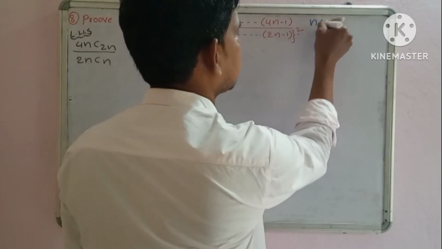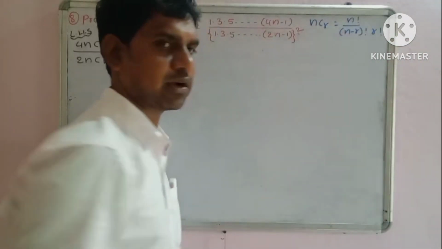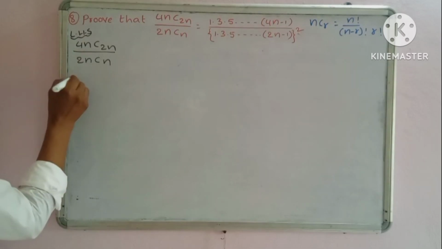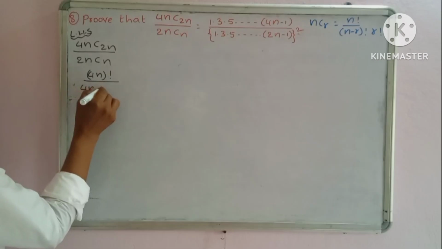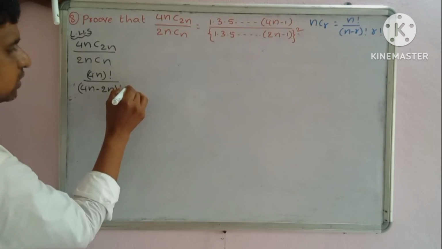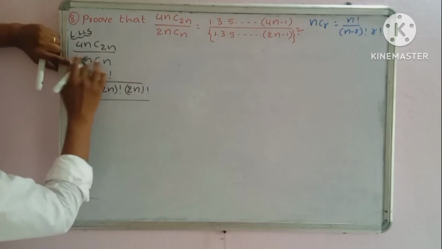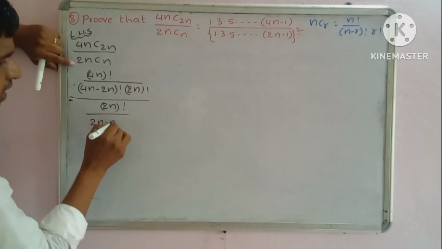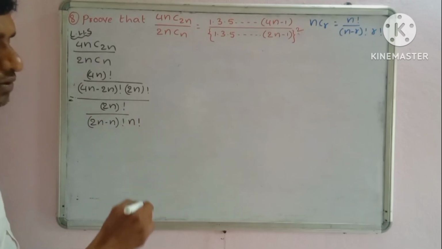What is the formula of nCr? n factorial by n minus r factorial into r factorial. So this is how the formula of nCr goes. So n is 4n, r is 2n: n factorial by n minus r factorial into r factorial, divided by nCr, n factorial by n minus r factorial, here 2nCn, 2n minus n factorial into n factorial.